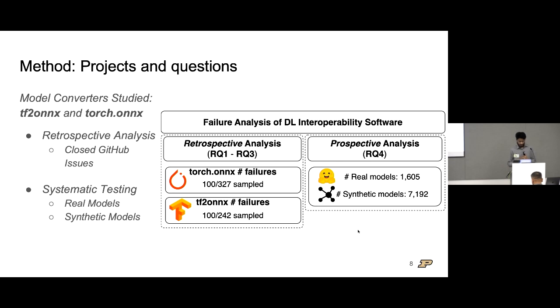So really, our project focused on two converters specifically, the TensorFlow to ONNX converter, and then the PyTorch converter. And we tested them in sort of two ways. We first did what is traditional in a software failure analysis, where we looked at historical issues that were reported. We determined which ones are failures, and then we sort of study them in depth. And then the second way is we did some testing of these converters, because it's not just enough to see how things went wrong in the past, but it's good if we could test and try to find issues ourselves.